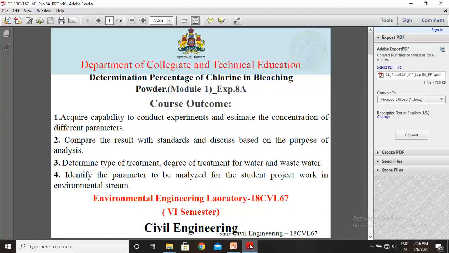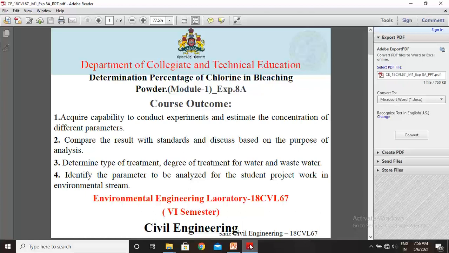Course outcome: acquire capability to conduct experiments and estimate the concentration of different parameters. Compare the results with standard and discuss based on the purpose of analysis. Determine type of treatments, degree of treatment for water and wastewaters. Identify the parameter to be analyzed for the student project work in environmental stream.